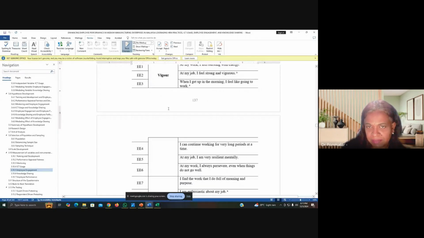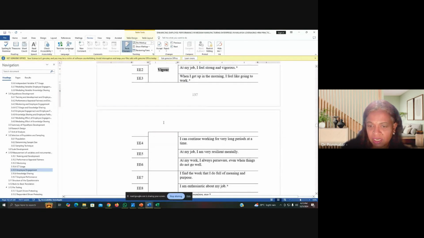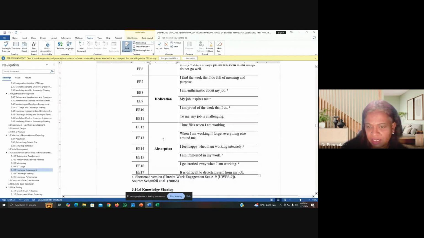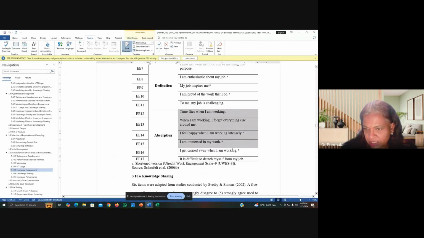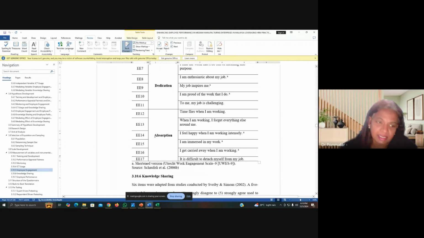Do I have my dimensions? Vigor. So these questions are measuring vigor. And then this set of questions are measuring dedication. And this set of questions are measuring absorption. So, related or not? Related. Yes. The definition and the measurement are aligned because they are measuring what they are supposed to measure.